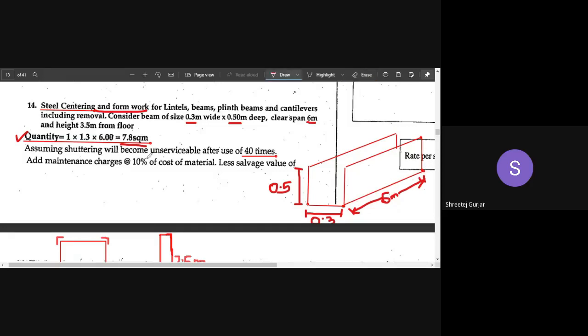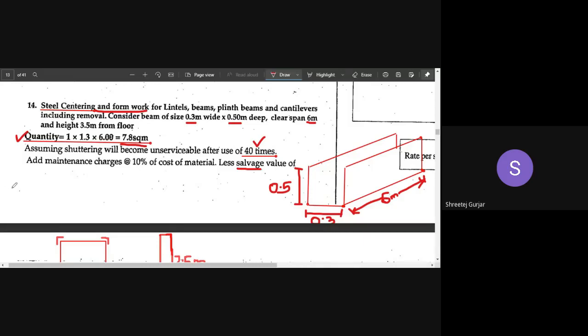Assuming shuttering will become unserviceable after 40 times, this particular steel formwork which we are using, we will use it for 40 times, and after that it will become unusable. This steel can be later sold, so it has some resale value. This resale value is called salvage value.